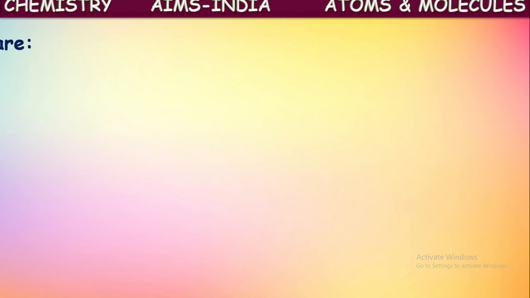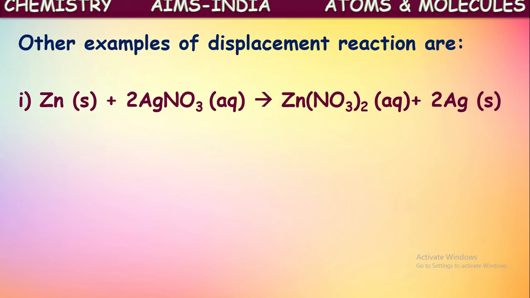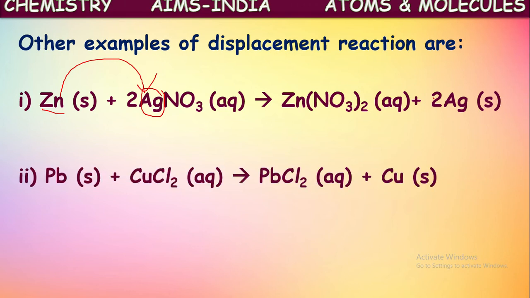Let us see some other examples of displacement reactions, like zinc reacting with silver nitrate forming zinc nitrate and silver. Here, which is the more reactive metal? Zinc is more reactive than silver. So it is replacing silver from its compound, forming zinc nitrate. Silver is omitted out. Let us see another example.